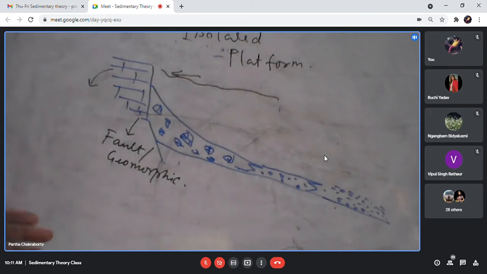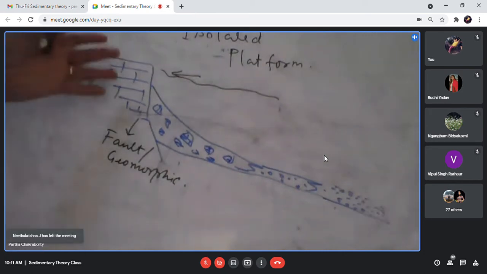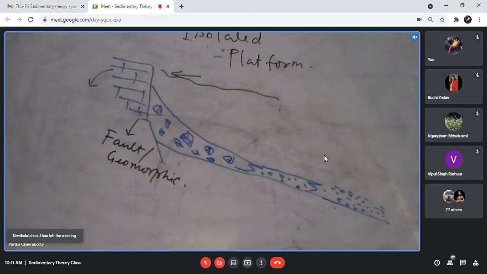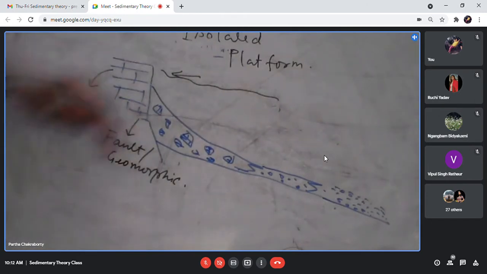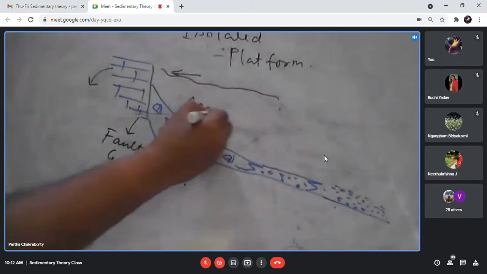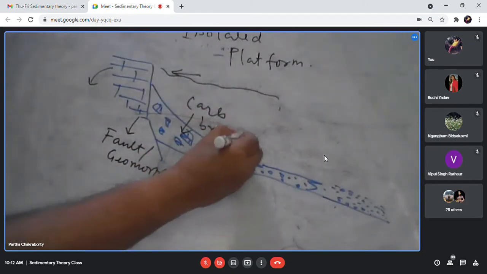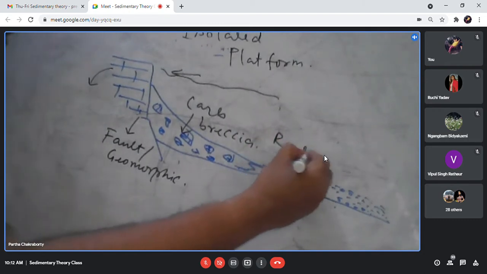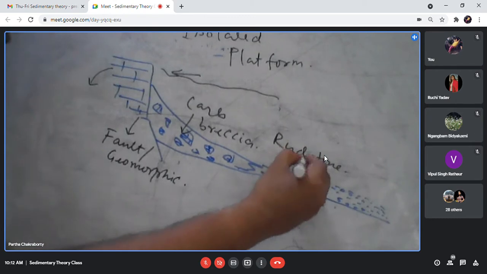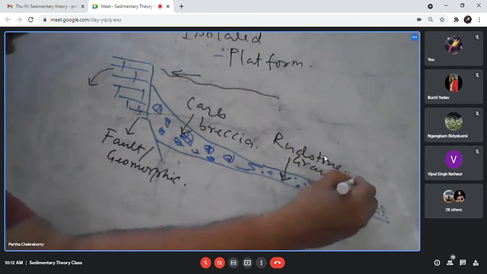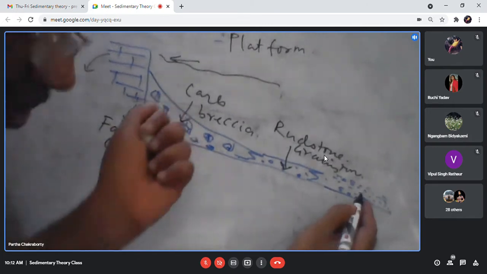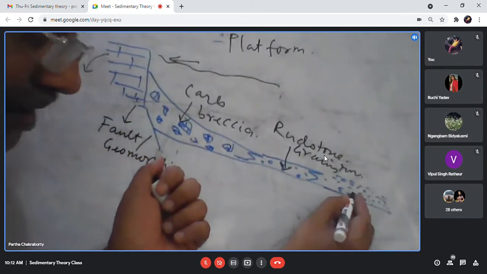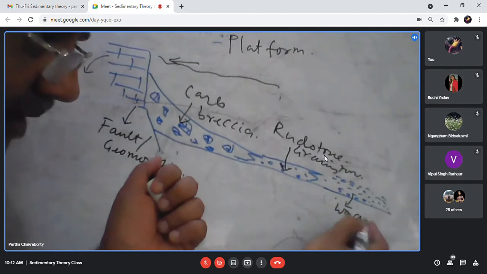Now, if the original ramp is tectonically disturbed and it forms an escarpment, then how will be the sedimentation pattern? It will be the complete failure of the escarpment in the form of wave activity, and the failed sediment will either be in the form of carbonate breccia, or what we call rudstone or grainstone, and then finally it will be alternating with shale in the form of carbonate mass flow, where you may get wackestone.